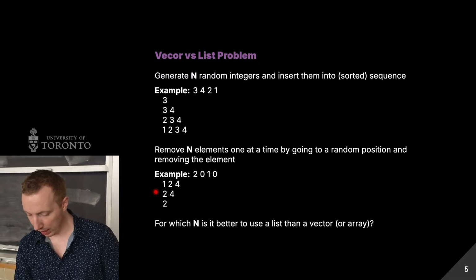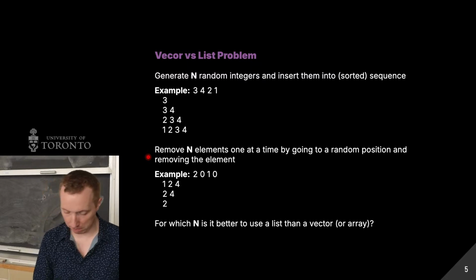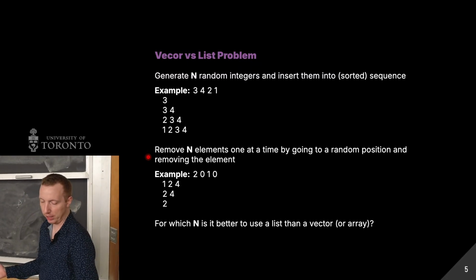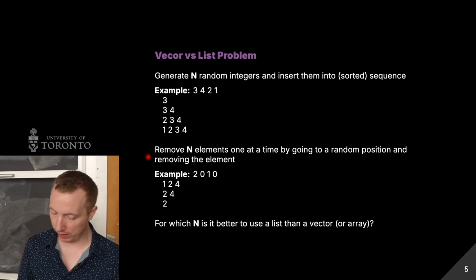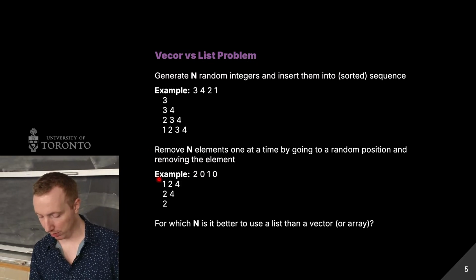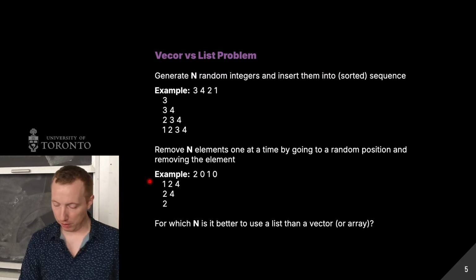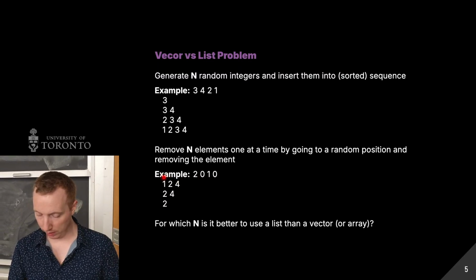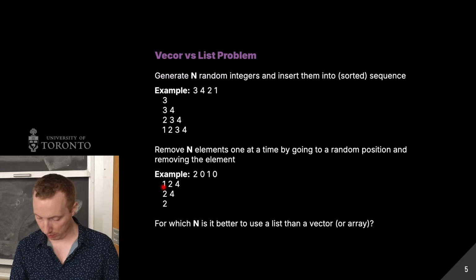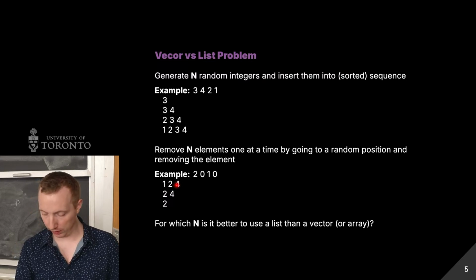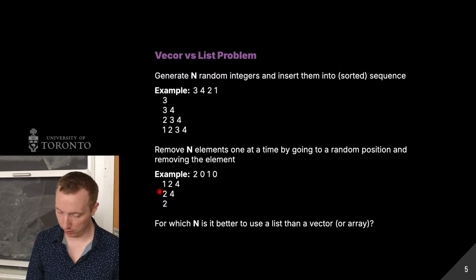And then after I have all of these things in the array, I'm going to remove them n elements at a time, just going to a random position, removing the element. So for example, if I just want to remove element 2, then it's just 0, 1, 2. I'm removing this. Okay, now there are 2 elements left.